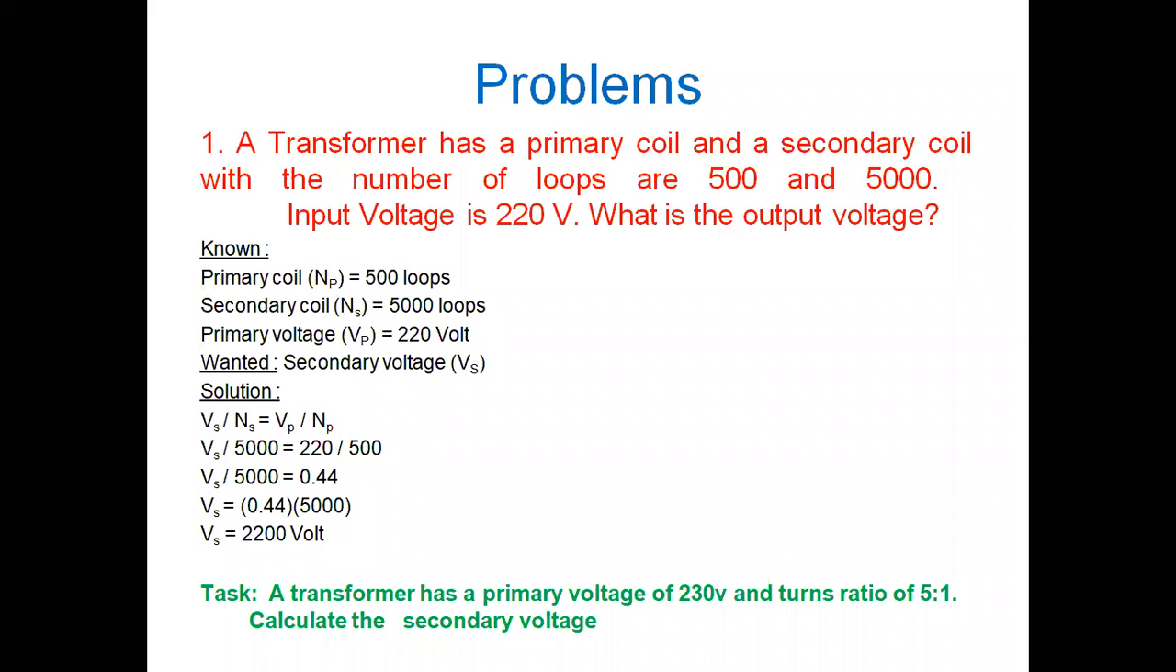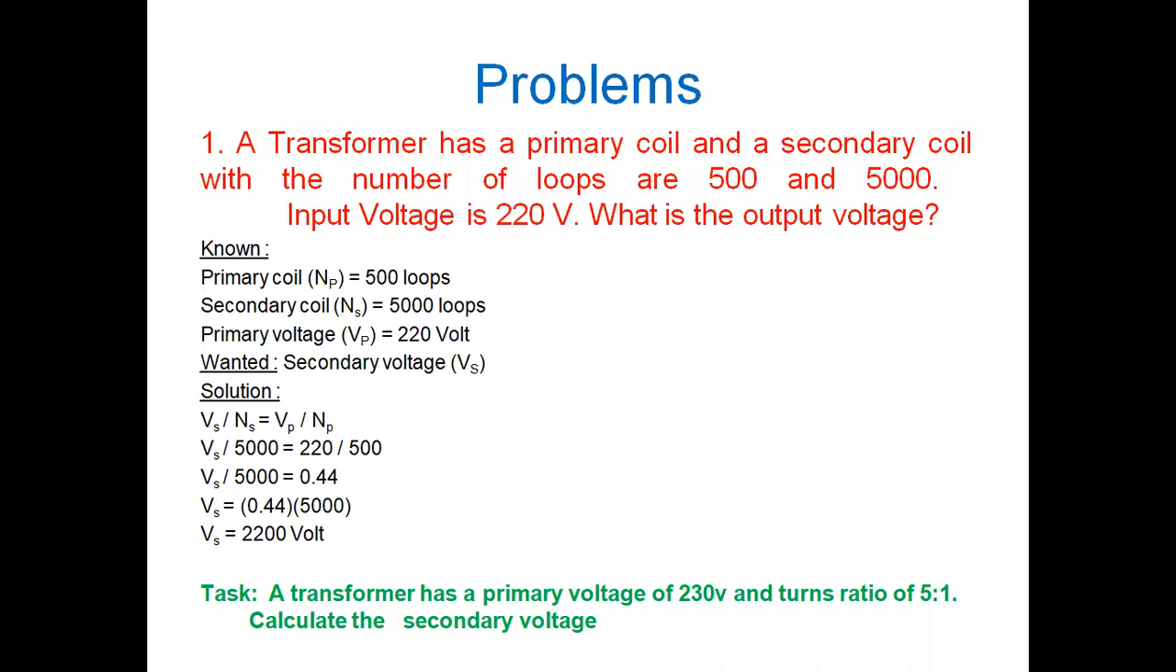If we read the data, the primary coil and secondary coil number of turns are given. Sometimes loops are also used as a word for number of turns. So 500 and 5000 are NP and NS respectively. Input voltage is also specified, 220 volt. As per our notation, that is VP.